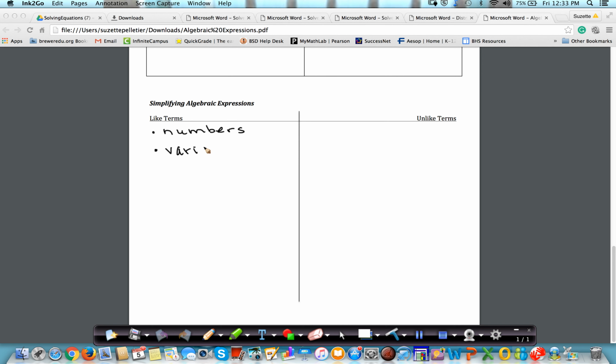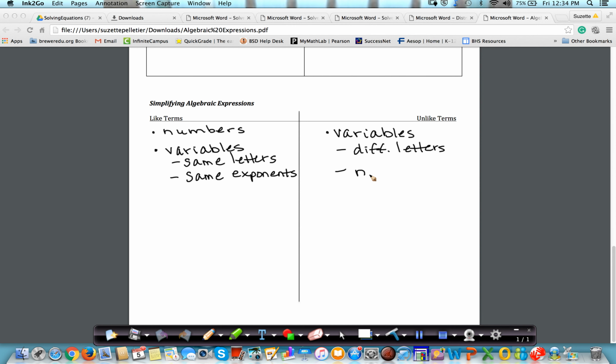And they can also be variables. But if you are going to be combining variables, you have to remember that they have to have the same letters, and those letters have to have the same exponents. And I'm going to give you a couple of examples. Okay, so that's really important. Unlike terms would be terms that have variables, but there's an issue with those variables, such as different letters or not the same exponents. Okay, that's a problem. And again, I'm going to give you an example of those.